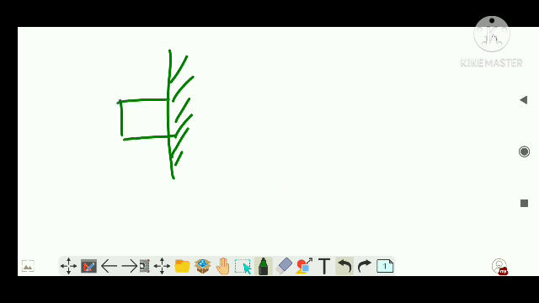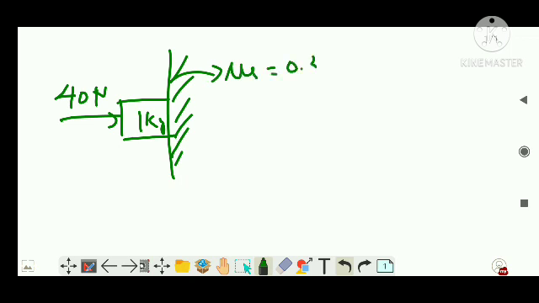This is a block, let's say 1 kilogram, and you are applying a 40 newton force like this. You are given the coefficient of static friction as 0.3 and the coefficient of kinetic friction as 0.2. This much is clear. And you are asked whether the object will move or not, and if it is moving, what amount of friction it is going to be.